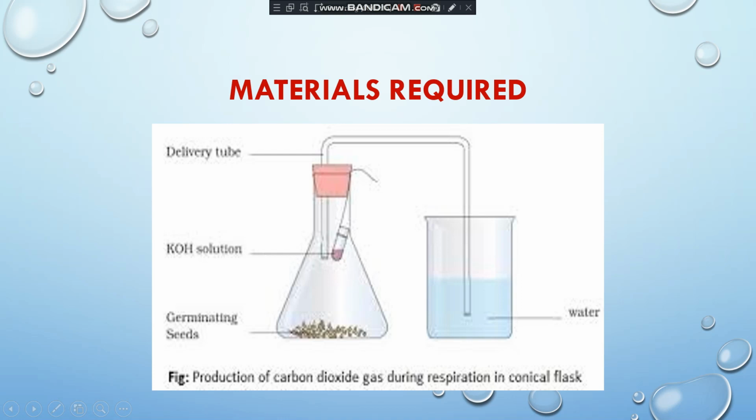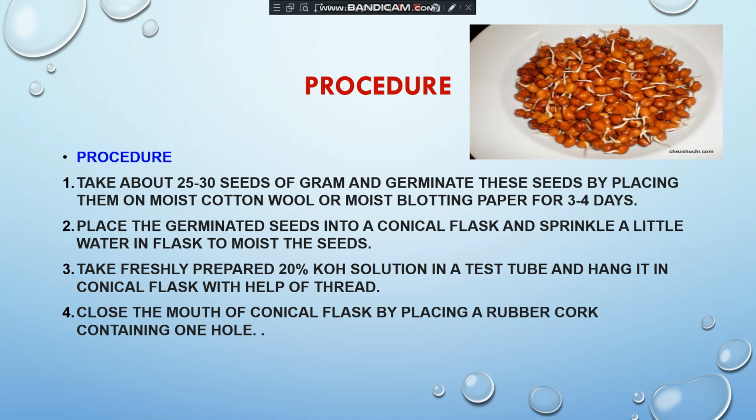Now procedure. What to do? First you have to take about 25 to 30 seeds of gram. Gram means chana, and germinate these seeds by placing them on the moist cotton wool or by moist blotting paper. So we can take anything. Either you can take the cotton wool or blotting paper. But what is necessary? Moist. Moist means the water should be there. Clear? And we will observe after 3-4 days the germination will start.